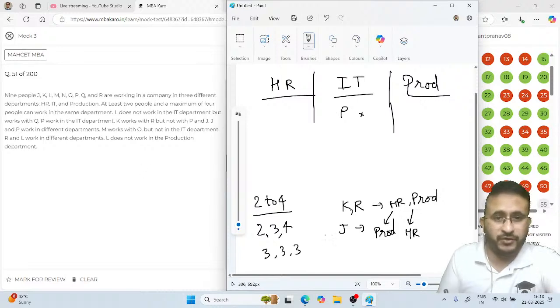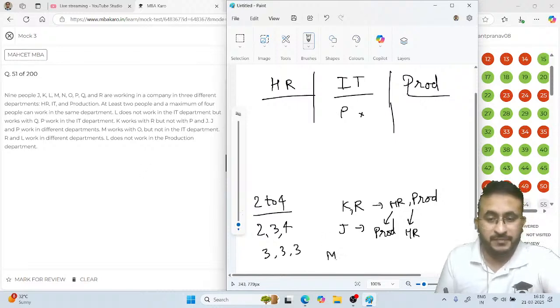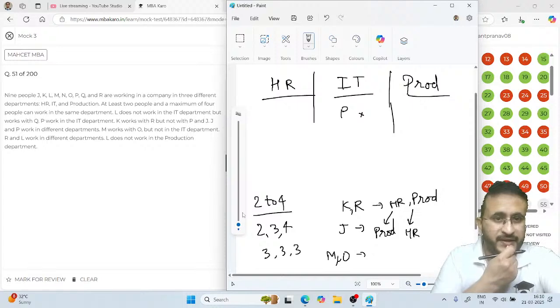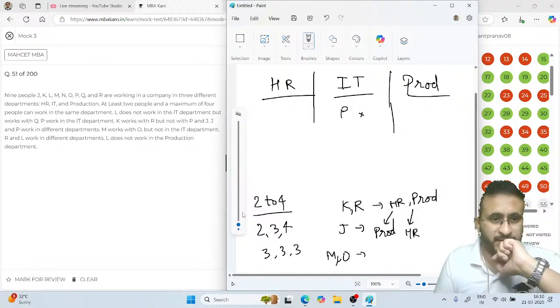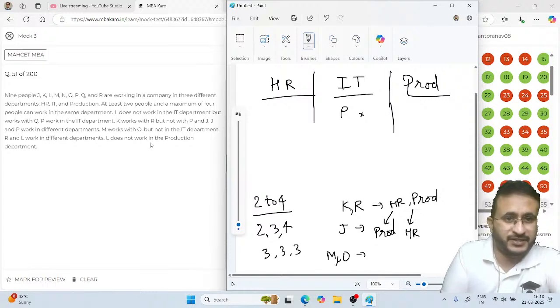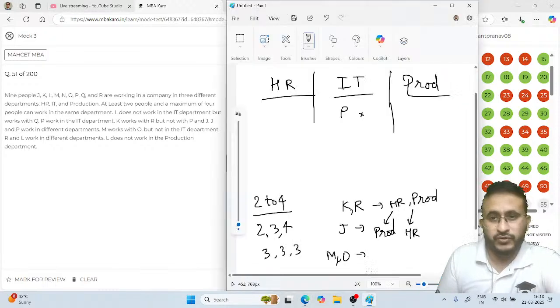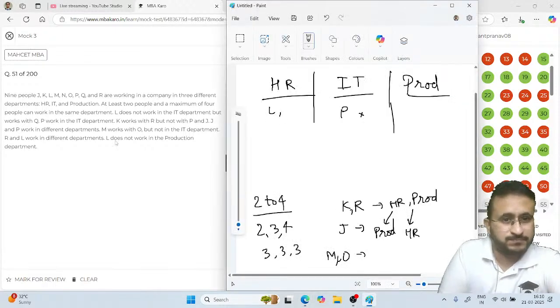M works with O but not in the IT department. So M and O will not work in the IT department. R and L work in different departments. L does not work in the production department. Okay, L is not in the production department. And if you see the first statement here, L does not work in the IT department. So L production may be nahi, IT may be nahi. So L will be in the HR department.